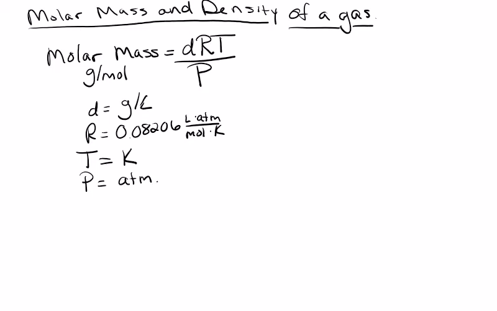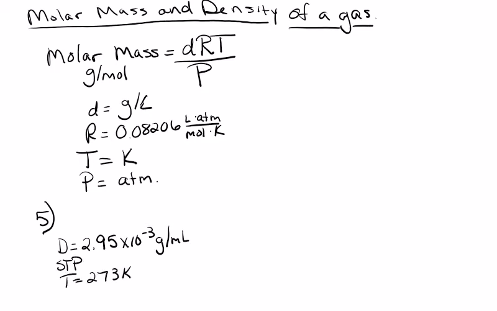Okay? So a good example of a problem where we have to find molar mass is found on the worksheet called Worksheet Gas Density and Molar Mass. It is included in your packet. Number 5 asks you to find the molar mass of a gas that has a density equal to 2.95 times 10 to the negative third grams per milliliter at standard temperature and pressure. Remember, standard temperature is 273 Kelvin and standard pressure is 1 atmosphere. Okay. So we have everything we need to solve this problem.